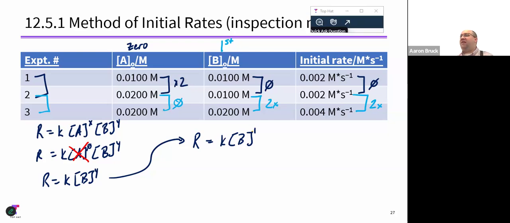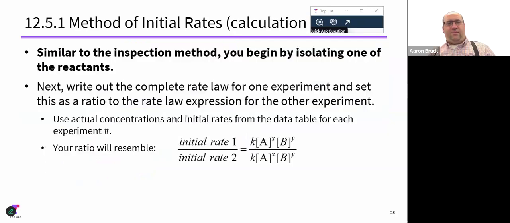Now, what do you do if it's not this easy? What if you have numbers that are a little bit more complex and a little bit more difficult to work with, where I can't really tell just by looking at it if it's doubled or tripled or quadrupled or anything like that? This is called the calculation method.